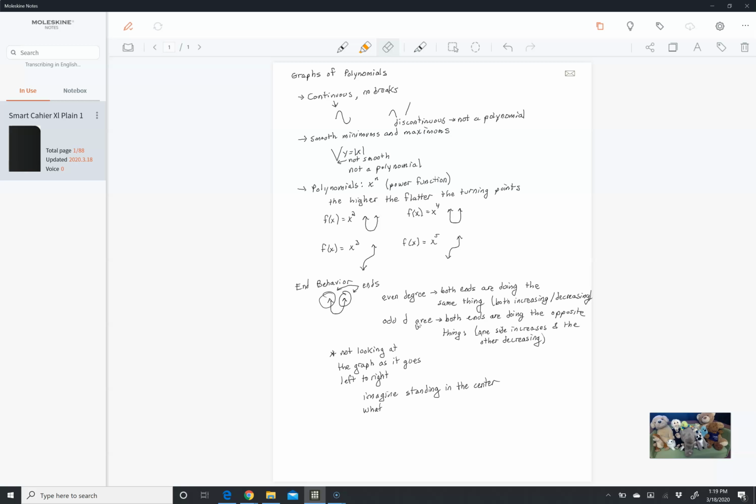And we're saying what happens to the y values. When we say increasing, again, we're looking at what is going on with those y values. Are they going up or are they going down? So you're saying what happens when you look left and what happens when you look right.